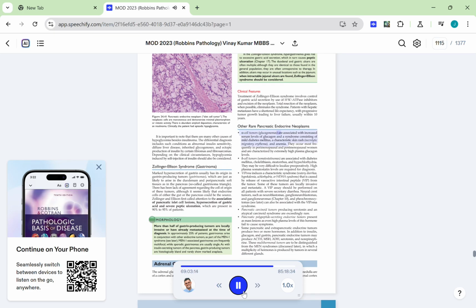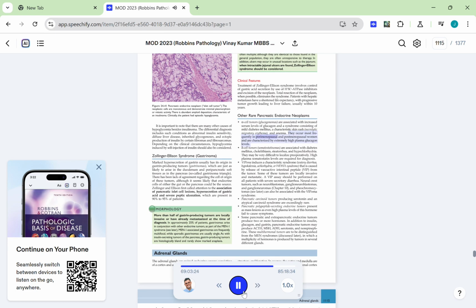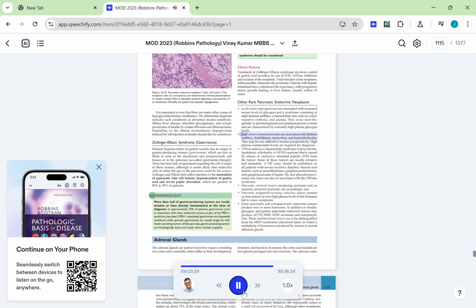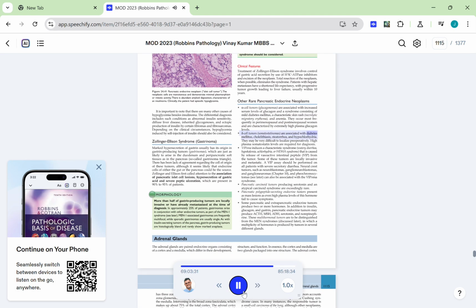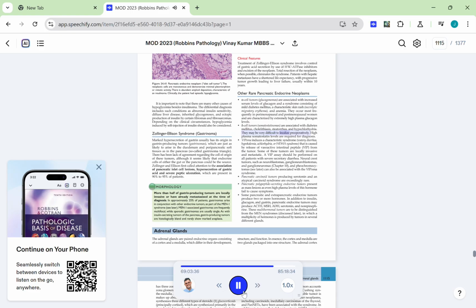Alpha cell tumors are associated with increased serum levels of glucagon and a syndrome consisting of mild diabetes mellitus, a characteristic skin rash, and anemia. They occur most frequently in perimenopausal and postmenopausal women and are characterized by extremely high plasma glucagon levels. Delta cell tumors are associated with diabetes mellitus, cholelithiasis, steatorrhea, and hypochlorhydria. They may be very difficult to localize preoperatively. High plasma somatostatin levels are required for diagnosis.